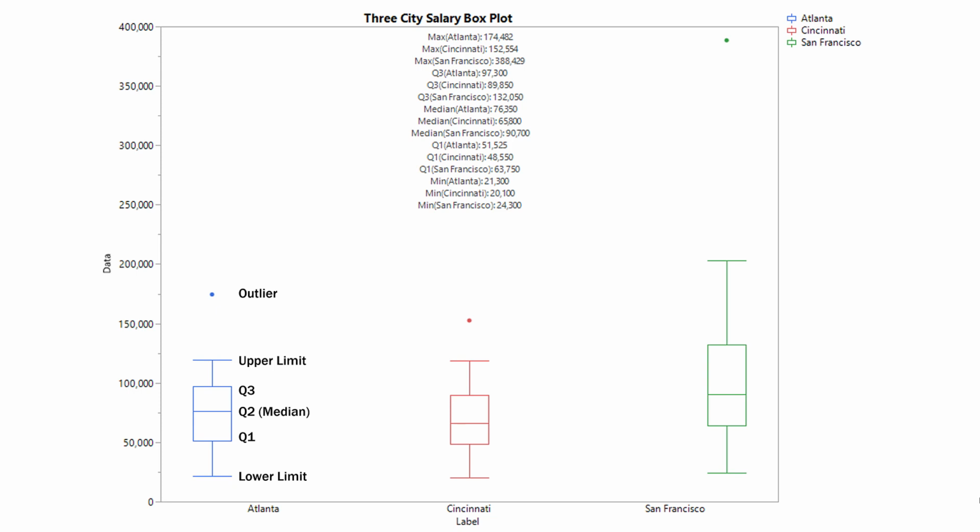And of course, San Francisco is different. The salaries tend to skew much higher. In this case, it's upward. So we can see that the data is skewed, in this case, upward. The median to third quartile box is stretched out, and of course, the boundary is stretched out beyond that. And then, of course, we have this extreme outlier up here in the top right.